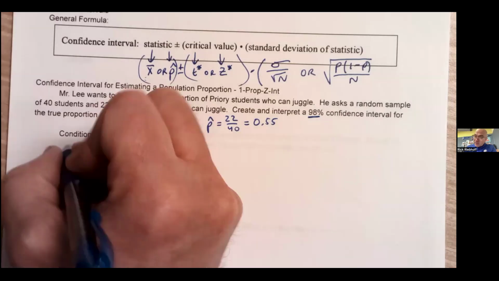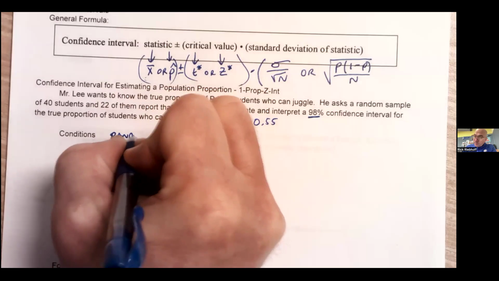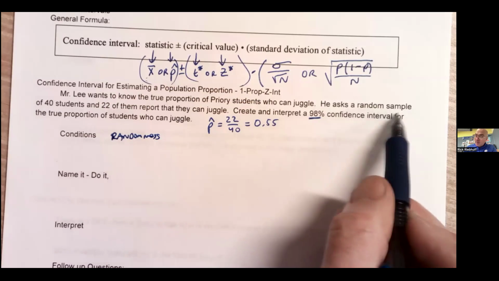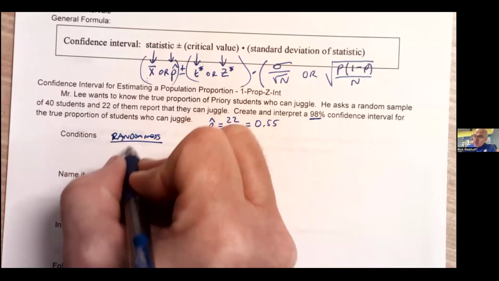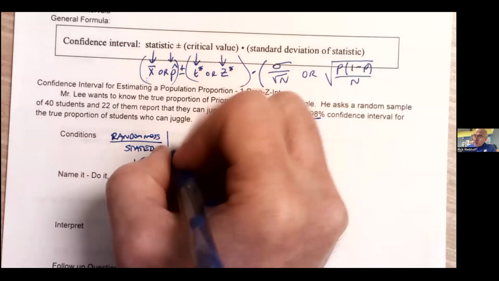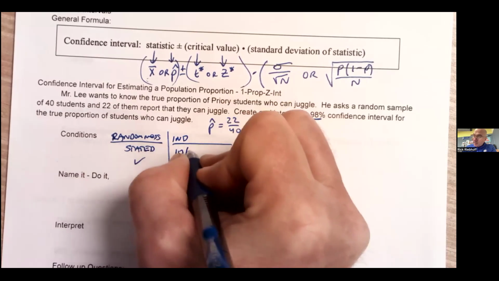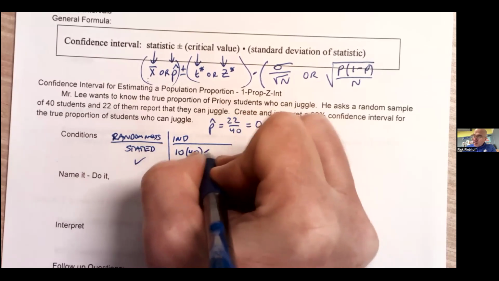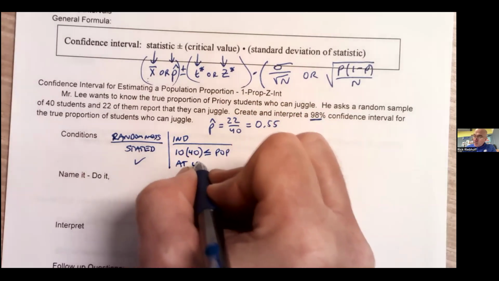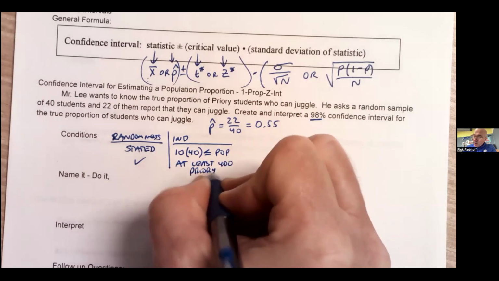All right, so we're going to check the conditions. Conditions are, we need randomness. So was some kind of randomness happening here? He asked a random sample. There it is. It was stated. Check. Boom. Next one. I need my rule for independence, which is 10 times my sample size is less than or equal to the population size. So there must be at least 400 Priory students. How are we on that one?